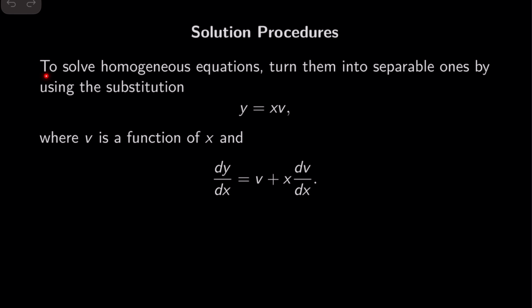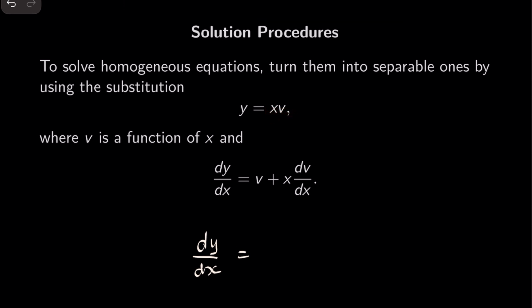Solution procedures. To solve homogeneous equations, we use the following substitution. 1. We let y equal xv. Then we differentiate y, so we apply the product rule. And so we are going to have dy/dx equal to, we keep x, then we differentiate v, plus we keep v, then we differentiate x.